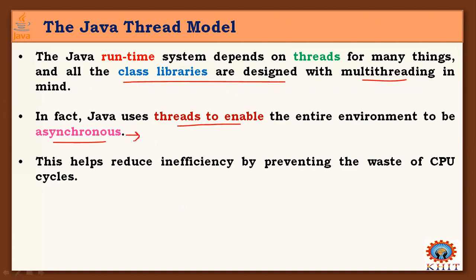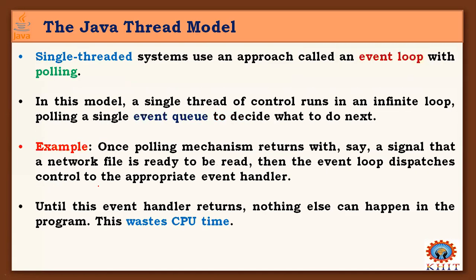Here, asynchronous means independent in nature. It means the threads are executing based on data independence, and they will work simultaneously. If they work simultaneously, automatically it improves the throughput. So these threads make the environment asynchronous. This helps reduce inefficiency by preventing the waste of CPU cycles, so this gives efficiency by preventing the waste of CPU cycles through independently executing threads.